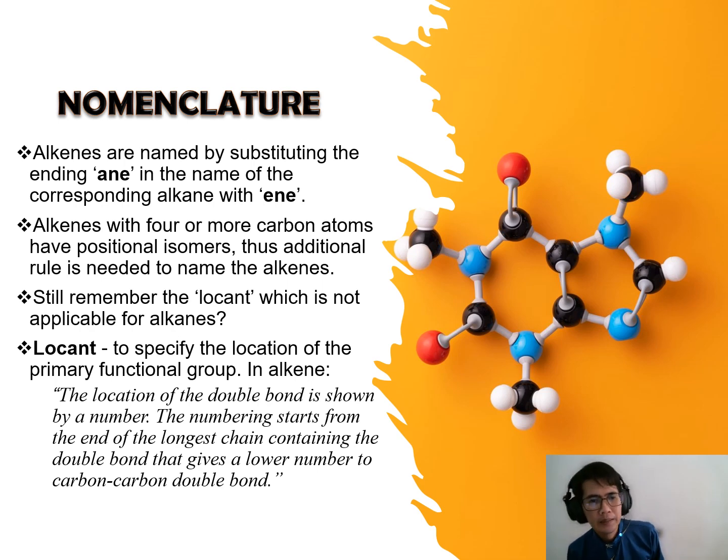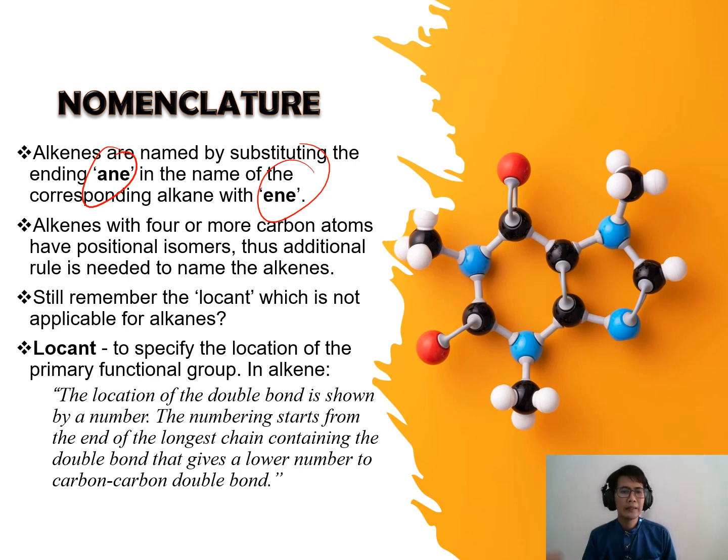Next, nomenclature. This is the second subtopic in this topic. Alkenes are named by substituting the ending "-ane" in the name of the corresponding alkane with "-ene". So we change the suffix: this is the suffix of the alkane, this is the suffix of the alkene. Alkenes with 4 or more carbon atoms have positional isomers. Thus, an additional rule is needed to name the alkenes.